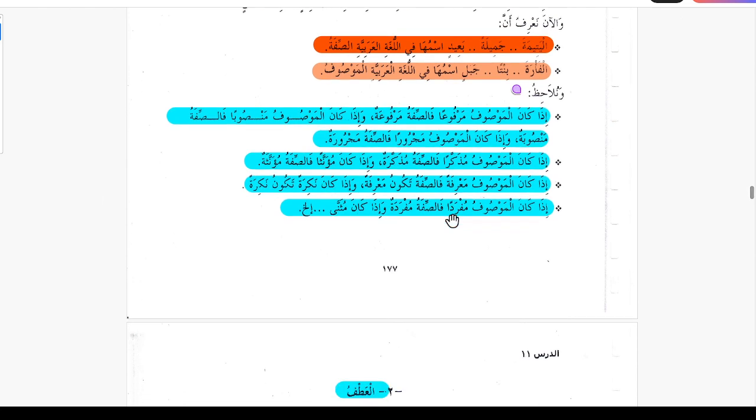And then if the status is marifa, it's going to be marifa. If it's nakira, it's going to be nakira. And if it's masculine, the naat is going to be masculine, that we have done. If it's singular, then it's going to be singular, or if the mawsuf is dual, then the sifa is going to be dual, and if the mawsuf is plural, then the sifa is also going to be plural. So the sifa is going to follow its mawsuf in all those properties.